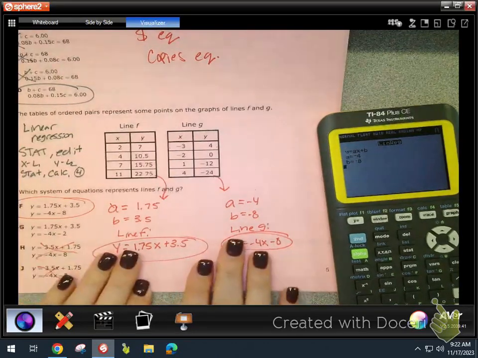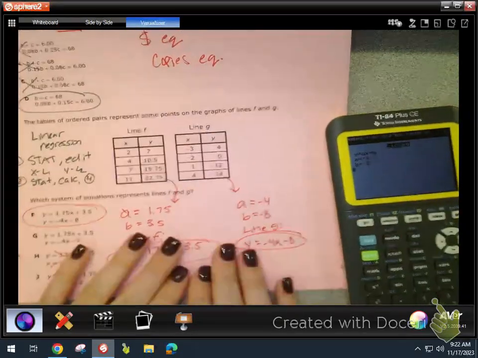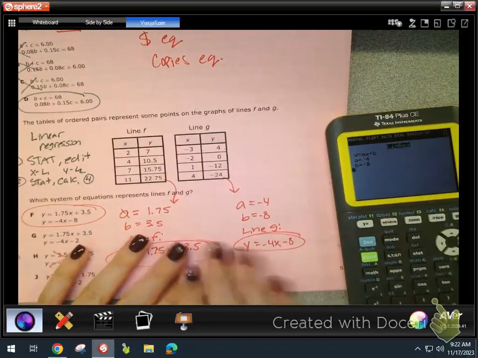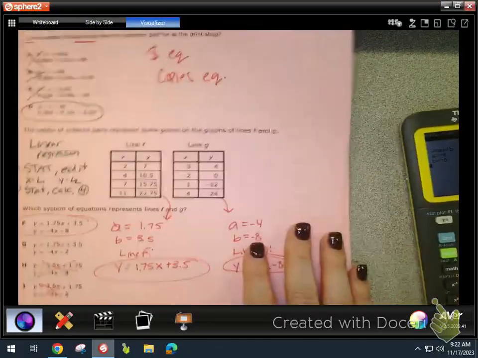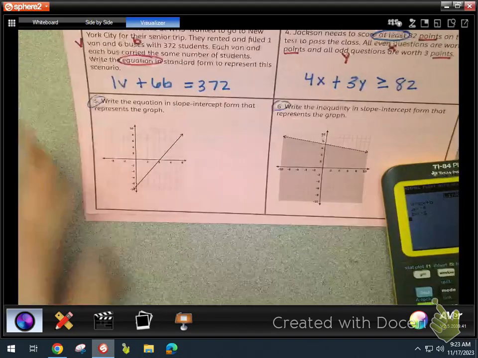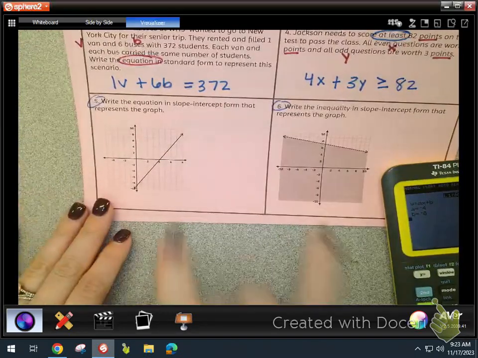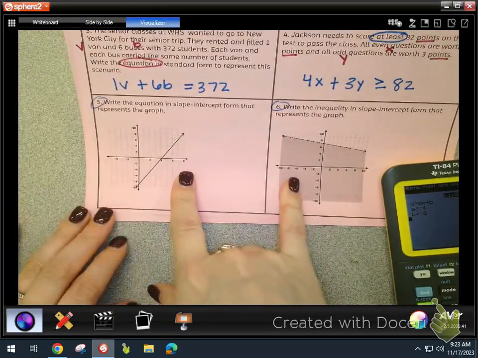You will do this on your test, and hopefully it'll be easy and fast, and you can get all those points right. Flip back now to the second page. There were 2 graphs on here that I skipped. Number 5 and number 6. This is the last thing we're gonna do.